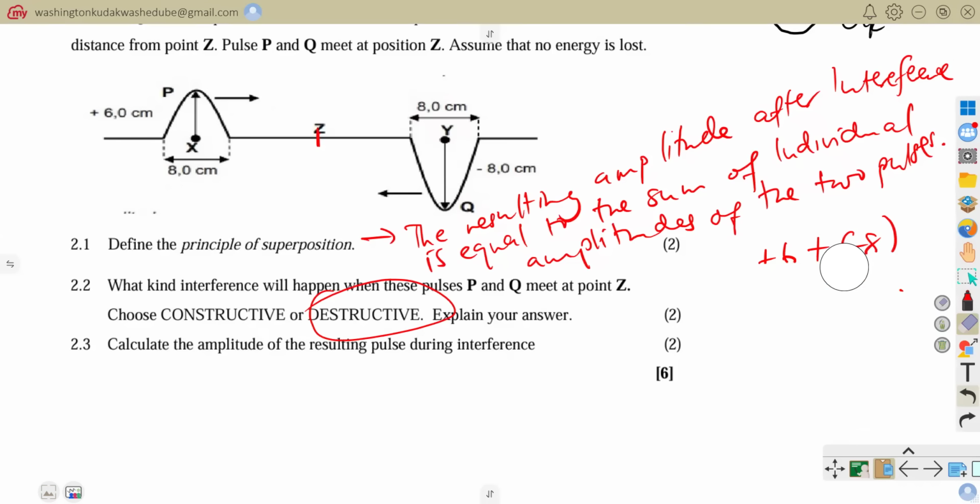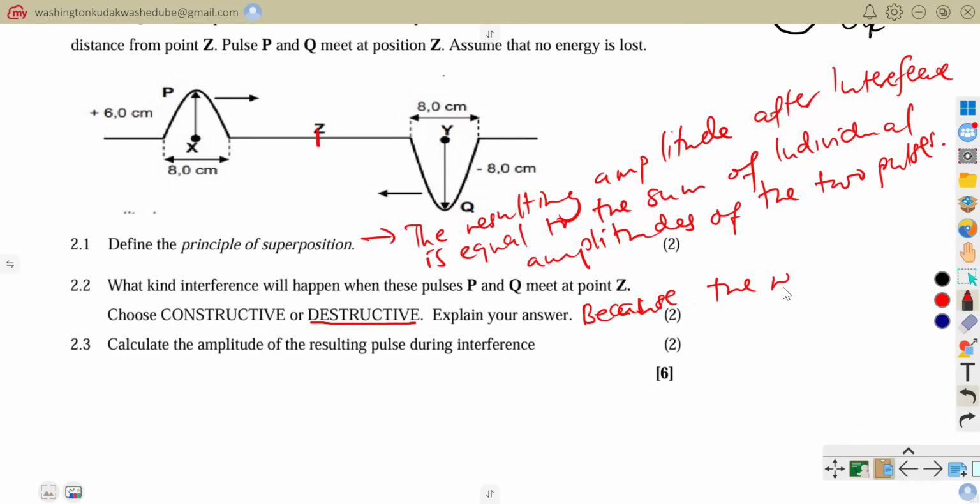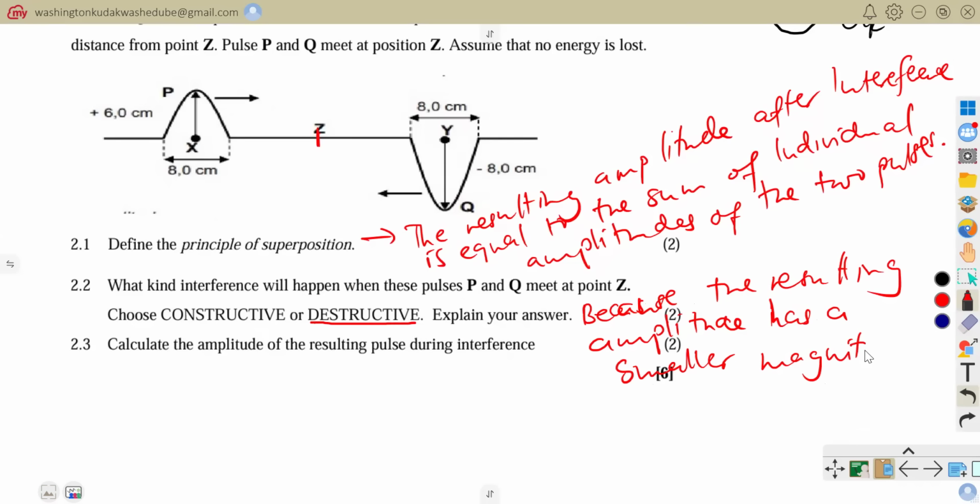So we are going to have what we refer to as the what? Destructive interference. So you are going to choose destructive interference. And then they are saying, explain your answer, because the resulting amplitude has a smaller magnitude. What it simply means is that the size of the resulting amplitude is smaller. So whenever we've got a destructive interference, we are going to result in a smaller amplitude.